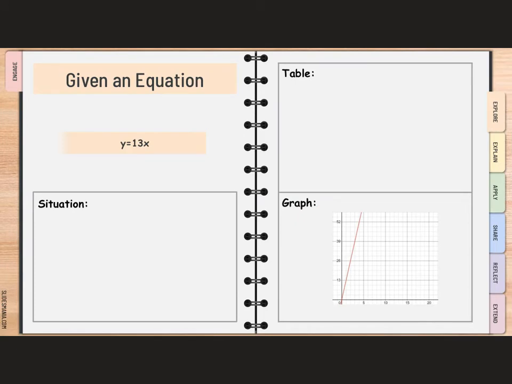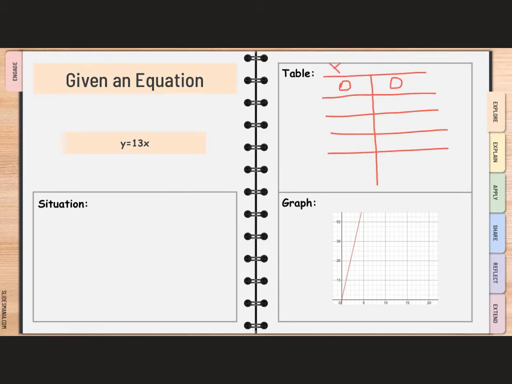If I give you the equation y equals 13x, okay, well, let's just say I have this information here, 0, 0. So what I'm going to do here is think of a situation first. Where can I spend $13 for something?